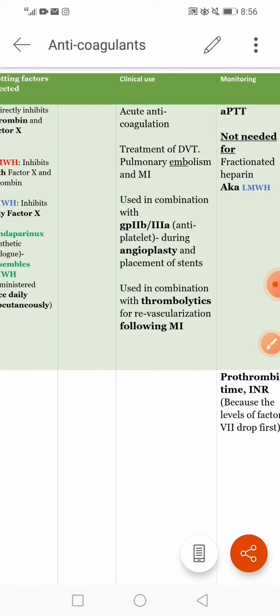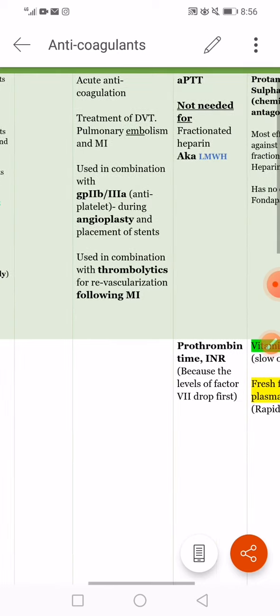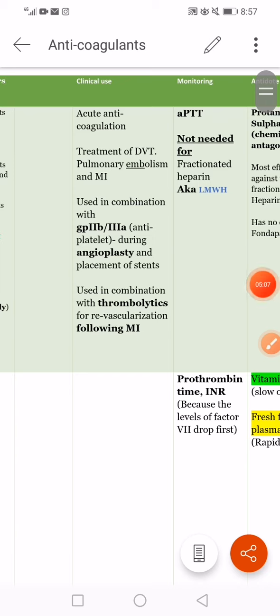in the treatment of DVT, in the treatment of pulmonary embolism, and in the treatment of MI. We can use heparin in combination with some other drugs. For example, it is often used in combination with a set of drugs known as the GP2B3 inhibitors, and these are not anticoagulant drugs. These are in the class of the antiplatelet drugs, and I will tell you the difference later.